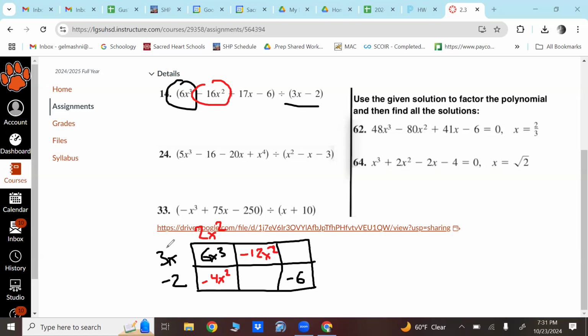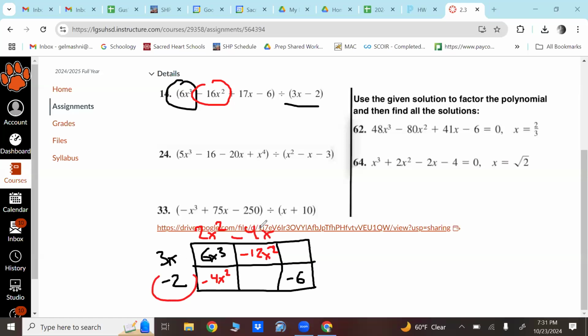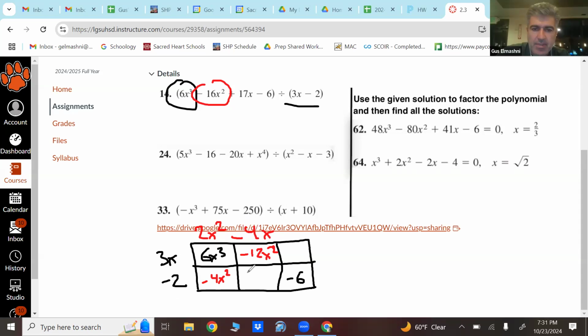Then you rinse and repeat. What do you multiply 3x by to get to this? Negative 4x, of course, right? And you do negative 2 times negative 4x, which of course is 8x. Great. I see a 17x. I need to put a 9x here to make that complete. What do you multiply 3x by to get 9x? To get a 3. And voila, you're done.